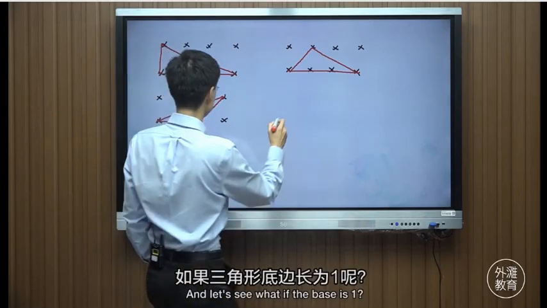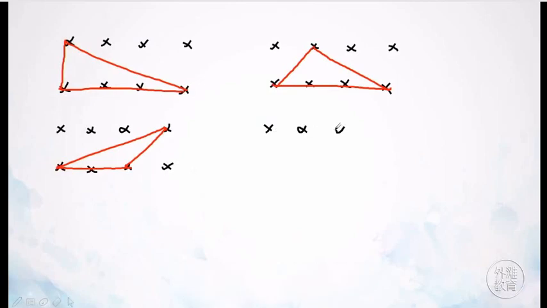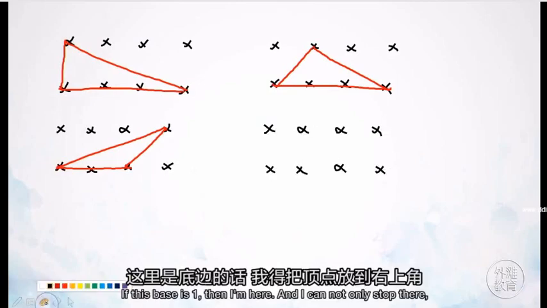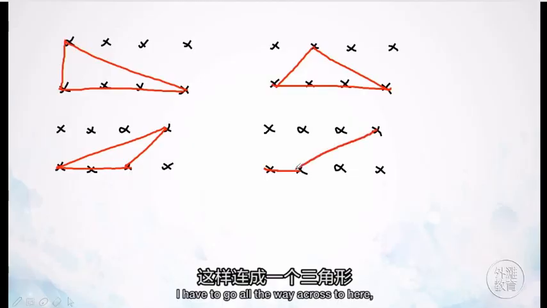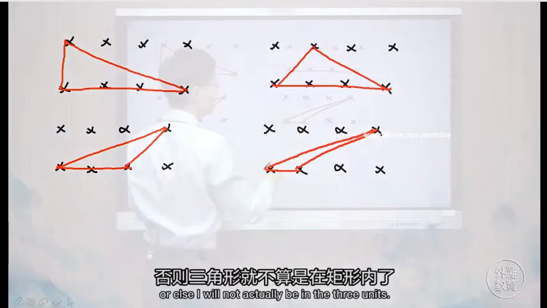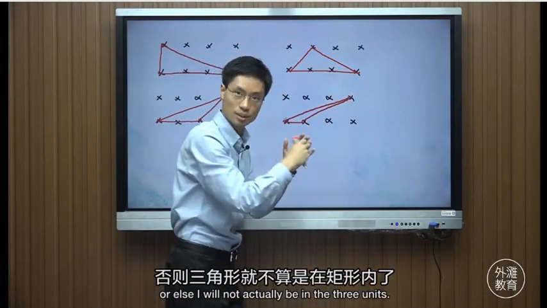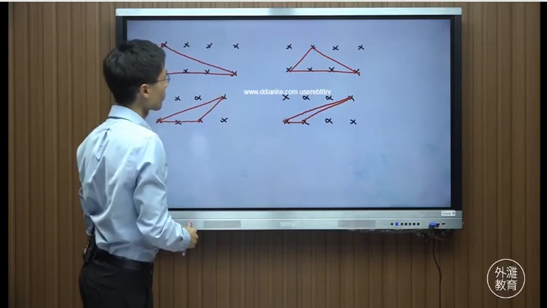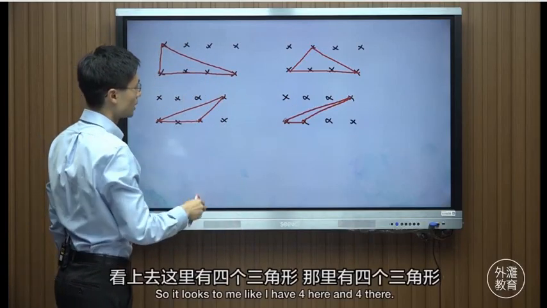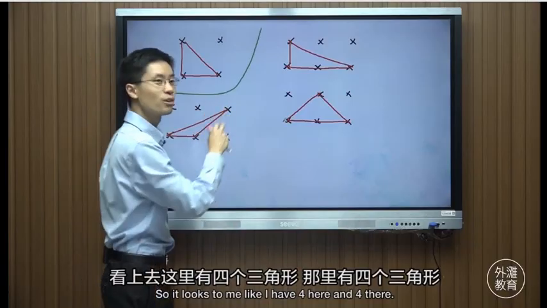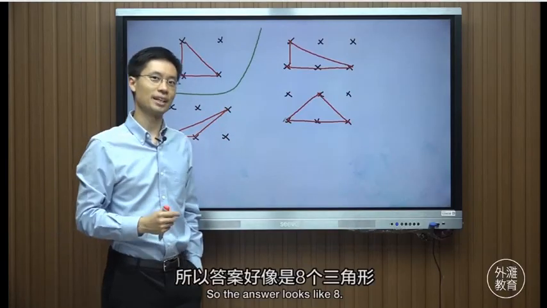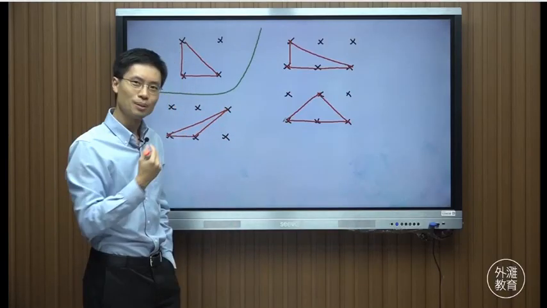And let's see. What if the base is 1? If this base is 1, then I'm here, and I cannot only stop there. I have to go all the way across to here, or else I will not actually be in this with the width of 3 units. So it looks to me like I have 4 here and 4 there. So the answer looks like 8. Are we sure it's 8?